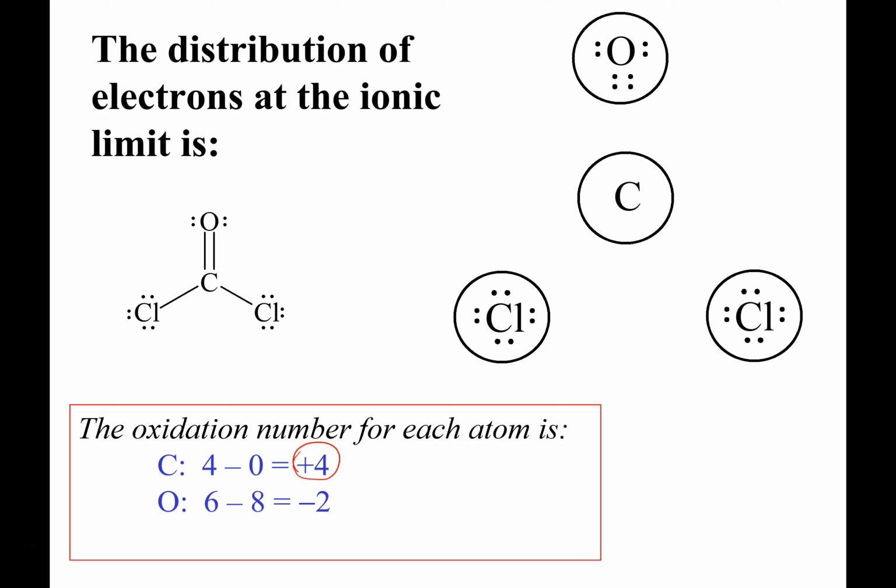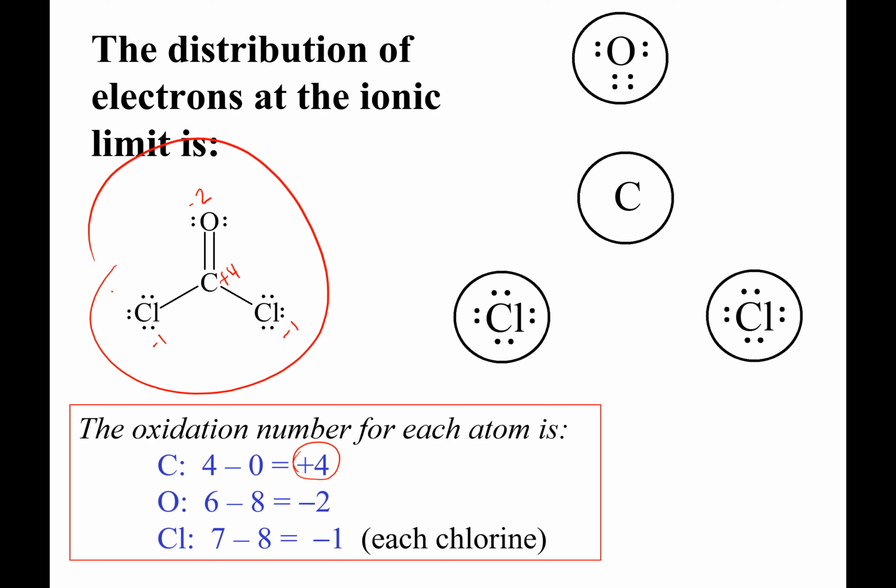So what do you think about chlorine? What's its group number? 7A, so it's 7 minus how many electrons at the limit? 8. Yep, 7 minus 8, -1. So over here on the Lewis structure, what would we come up with? Plus 4 here, oxygen -2, and this is a -1 and a -1. Cool. So those are the oxidation numbers for those 4 atoms.